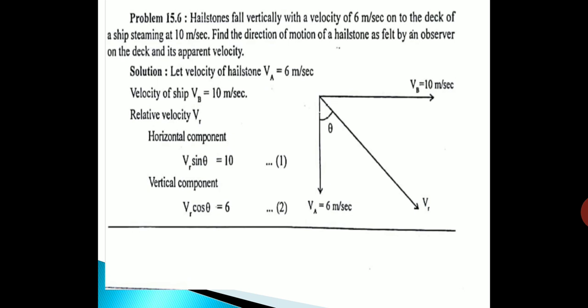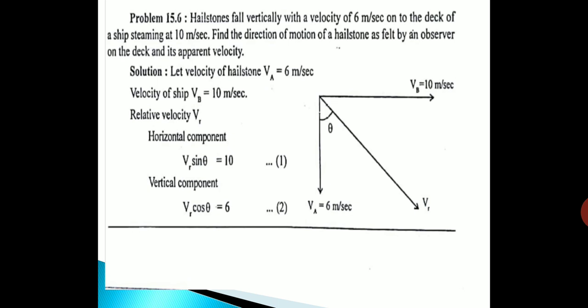Now the important thing here is, firstly, let Va be the velocity of hailstones which are falling from the sky. Next, let Vb be the velocity of the ship. Now the ship is moving horizontally, so let Vb be represented along the horizontal axis. The hailstones are falling down from the sky.